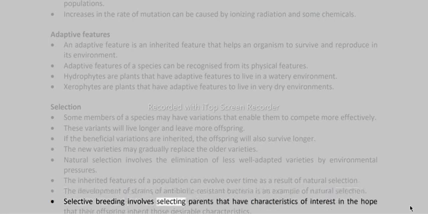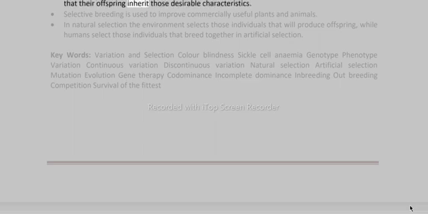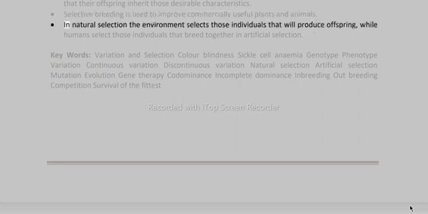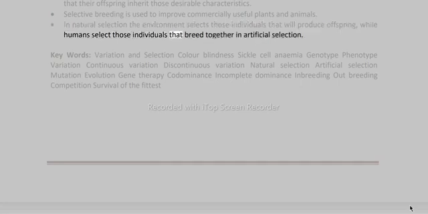Selective breeding involves selecting parents that have characteristics of interest in the hope that their offspring inherit those desirable characteristics. Selective breeding is used to improve commercially useful plants and animals. In natural selection, the environment selects those individuals that will produce offspring, while humans select those individuals that breed together in artificial selection.